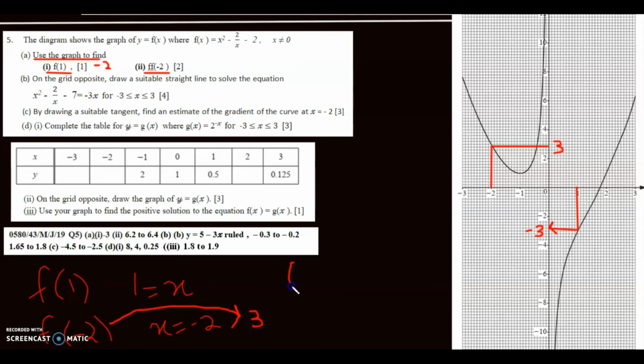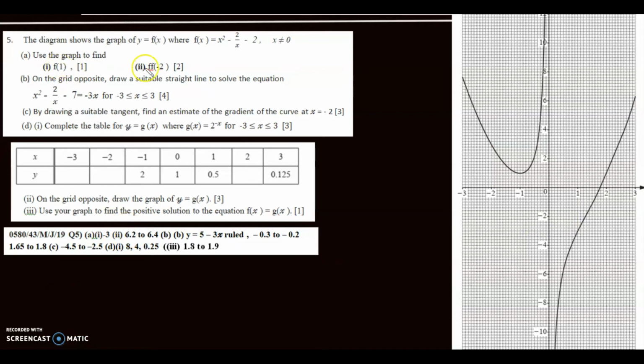So now find the value of f(3). What is the value of f(3)? Go to 3 and read out the value. It's around 6.2 to 6.4 according to the marking scheme, and that's our answer as well. It's 6.2 for me. So 6.2 is the correct answer.